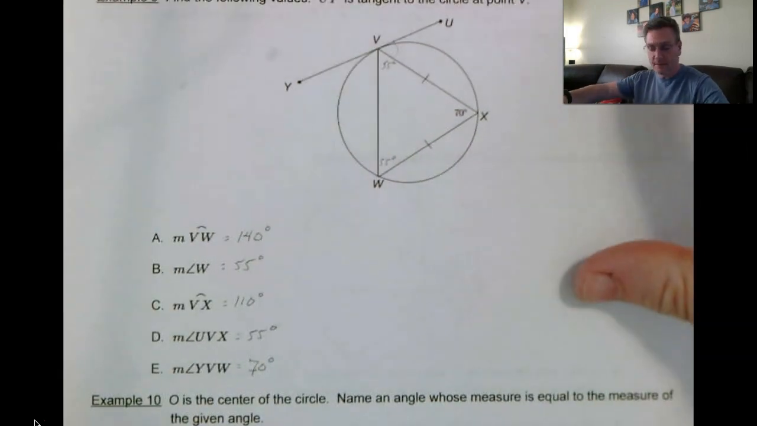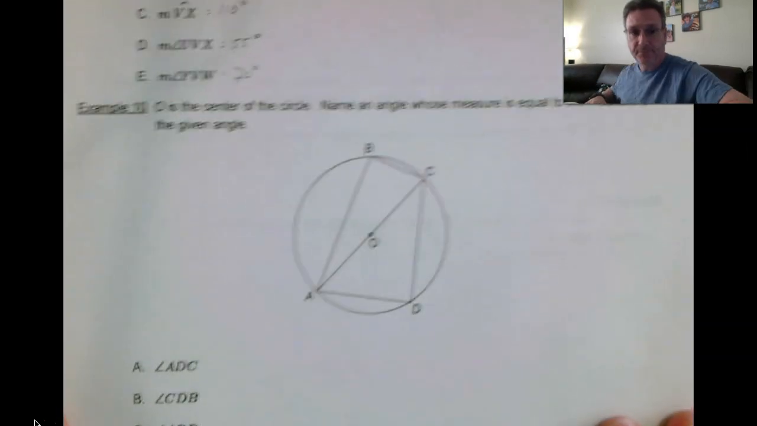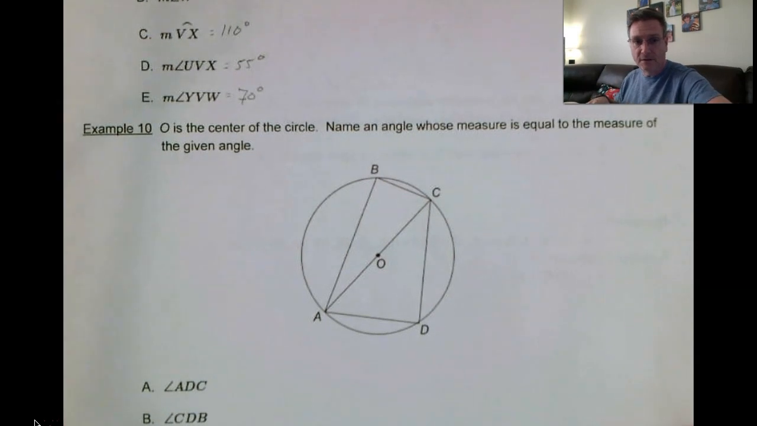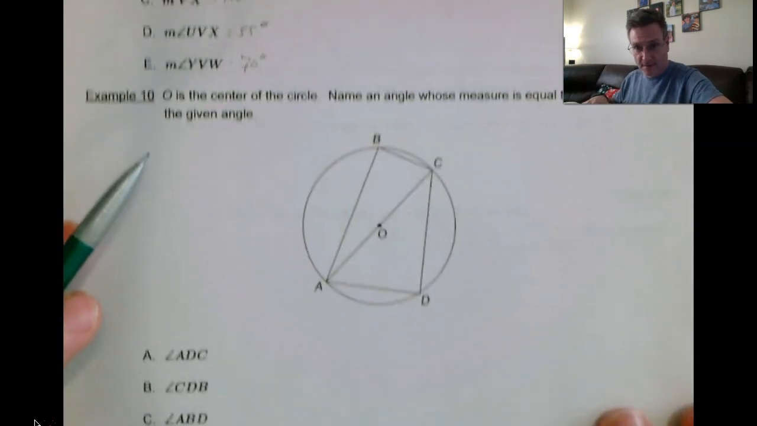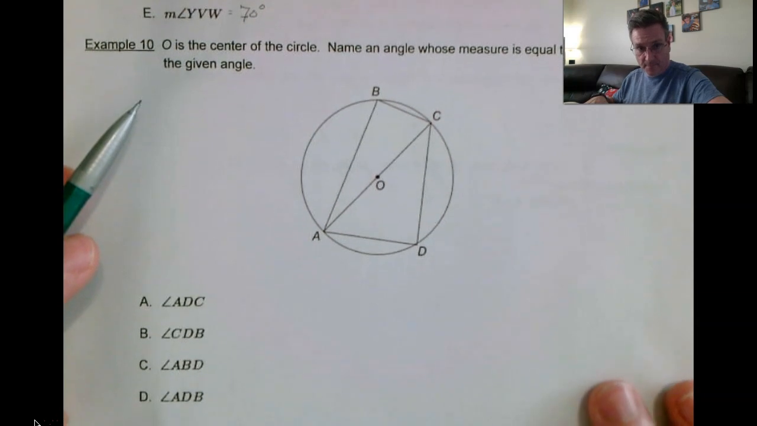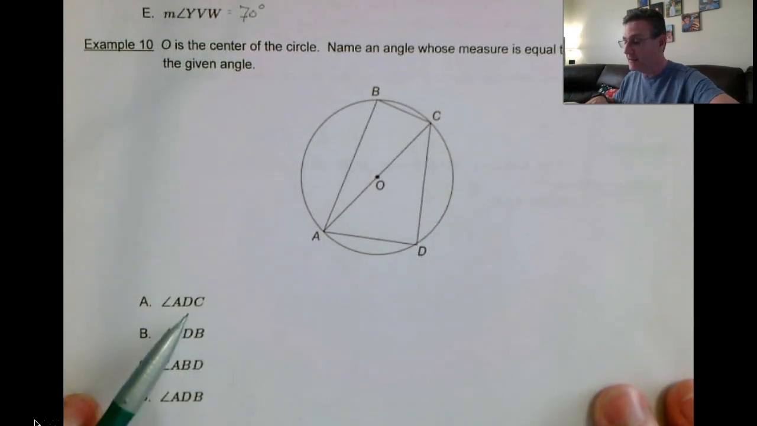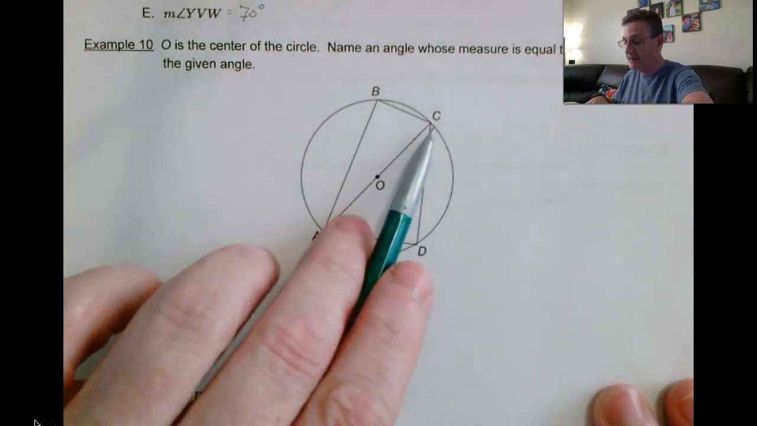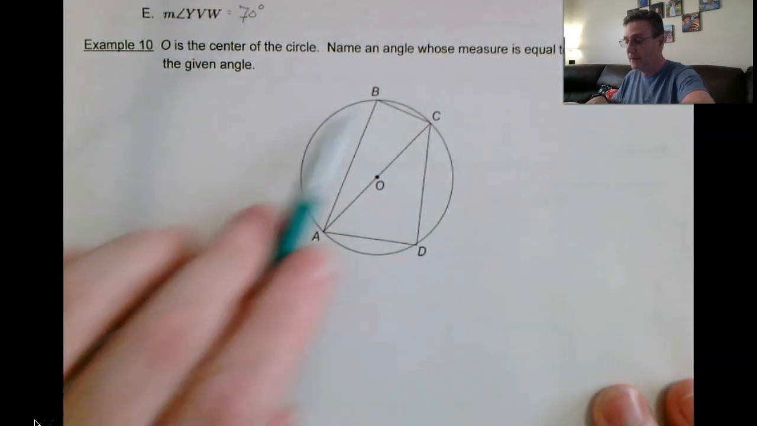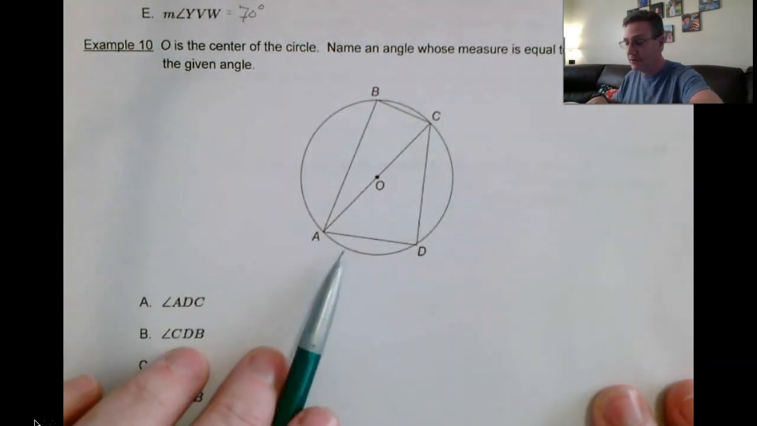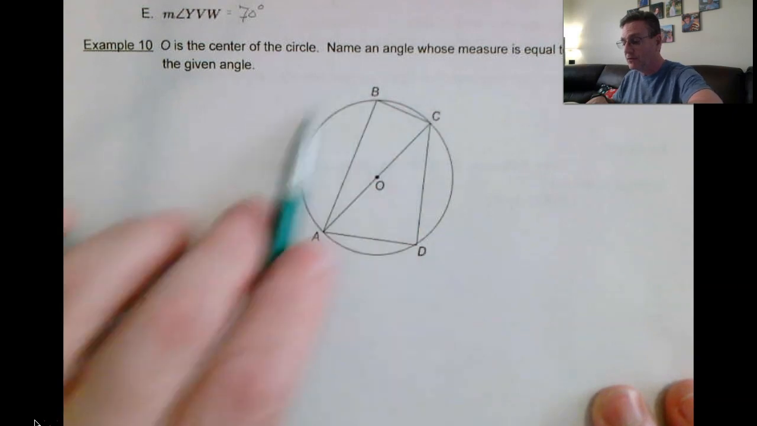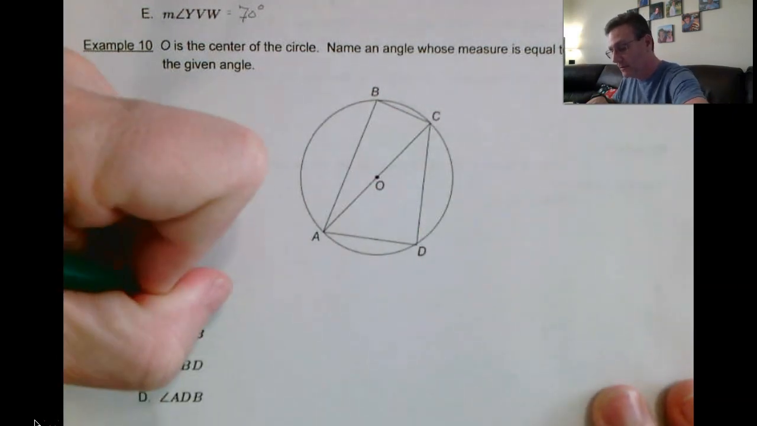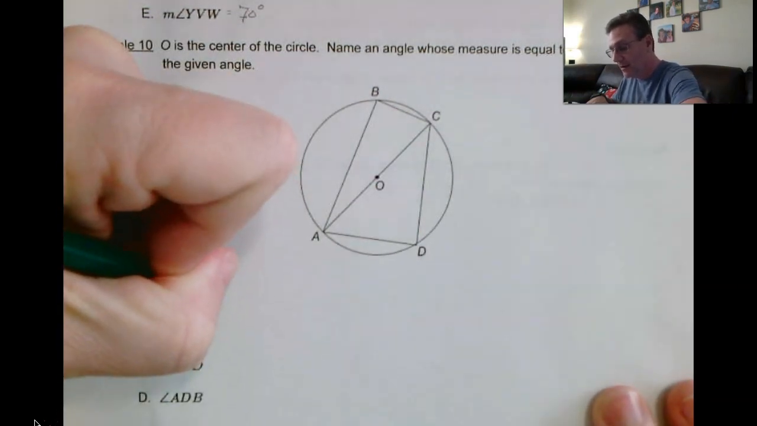Example 10. O is the center of the circle. Name an angle whose measure is equal to the measure of the given angle. Okay, so we have angle ADC. ADC is inscribed in this semicircle. Angle ABC is inscribed in this semicircle. So they are congruent. It's congruent to angle ABC.